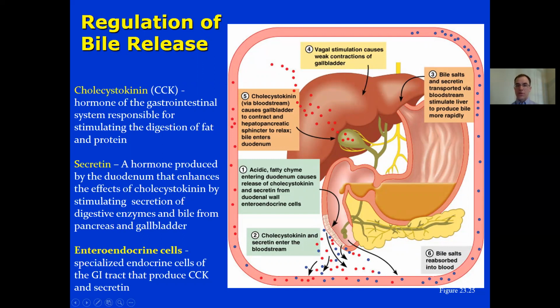So you should pause the video here, take a few moments, look over this, and make sure you understand the 6 steps of the release of bile after a meal, because this is the first step in the digestion of fats that eventually lead to the lipoproteins, LDL, that we talk about as the bad cholesterol. So take a moment, pause the video, and make sure that you have a good understanding of the release of bile and the digestion of micelles and the triglycerides.